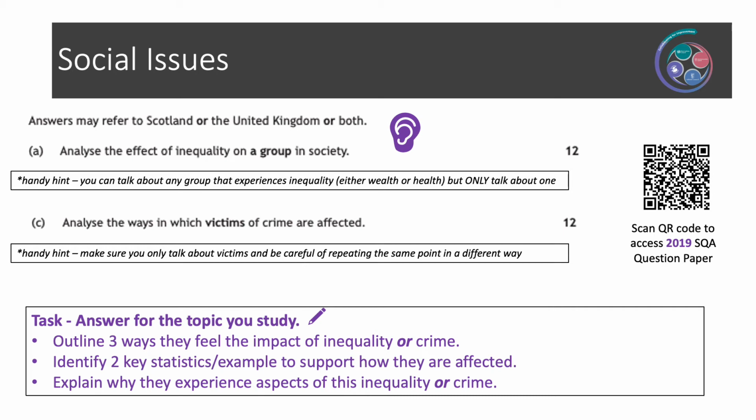When you're ready, you can pause the video and complete the tasks for the topic that you study. This will give you the framework for the paragraphs and the knowledge and the analysis that you would need to then be able to have a shot at the question once you finish the task.